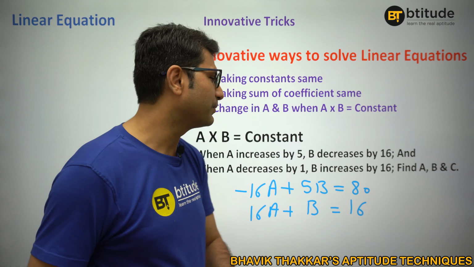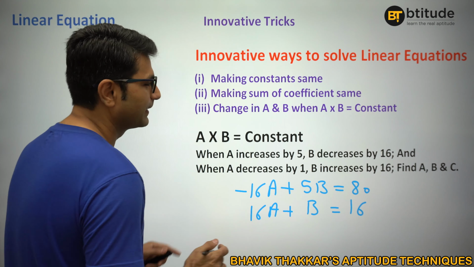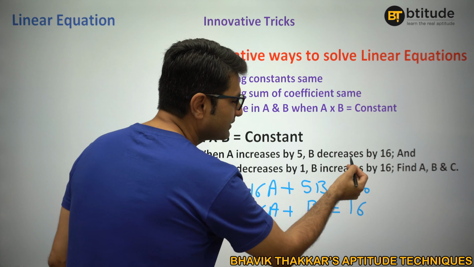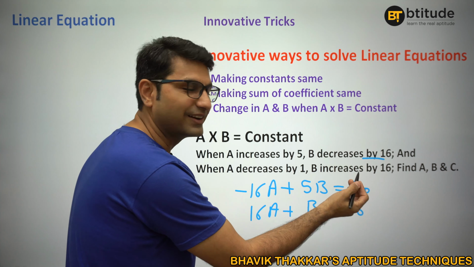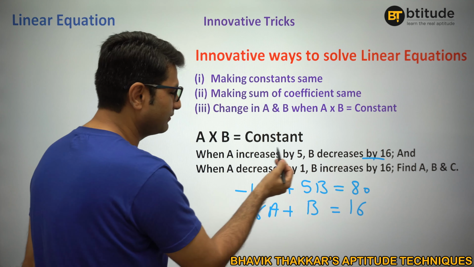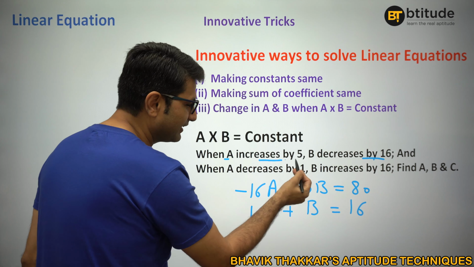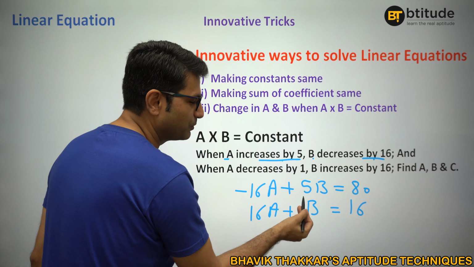The trick is very simple. Now just try to understand this. Just cross multiply. That means b is decreasing by 16, that is minus 16, right? So multiply that minus 16 with a, minus 16a. A is increasing by 5, that is plus 5 into b.